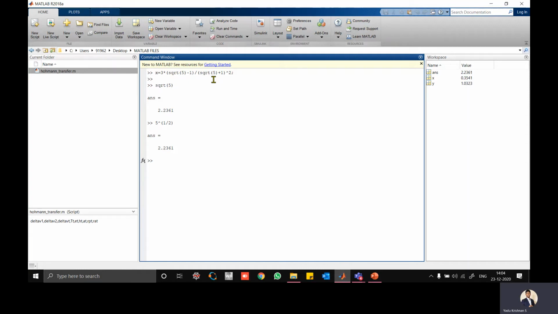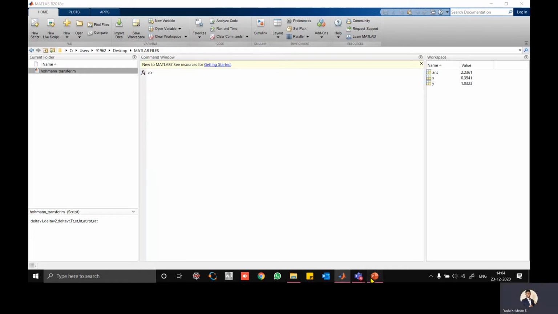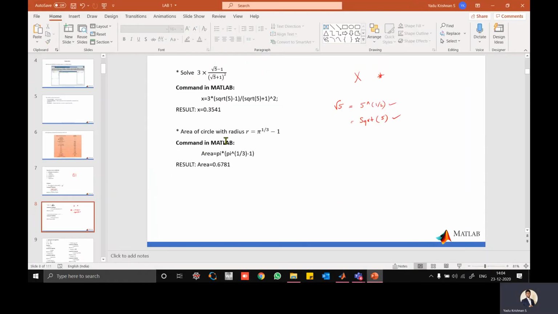Okay. So again, I'll put CLC, clear it, go back to the next problem. See this one: area of a circle with a radius r equal to pi raised to 1 by 3 minus 1. The simple thing, like the radius is a constant value. Here we have written in terms of pi raised to 1 by 3. This pi, that is the thing.